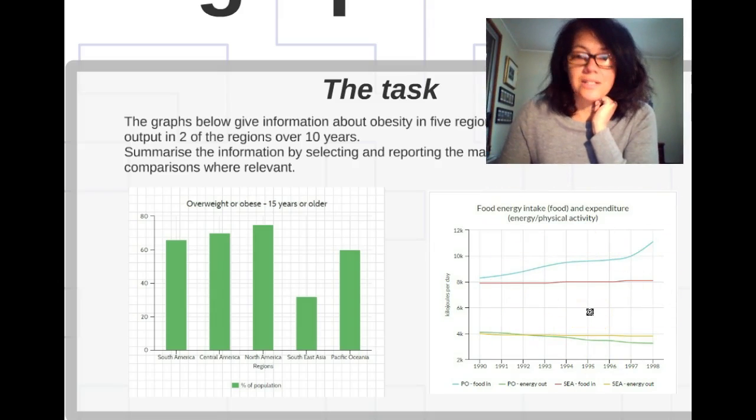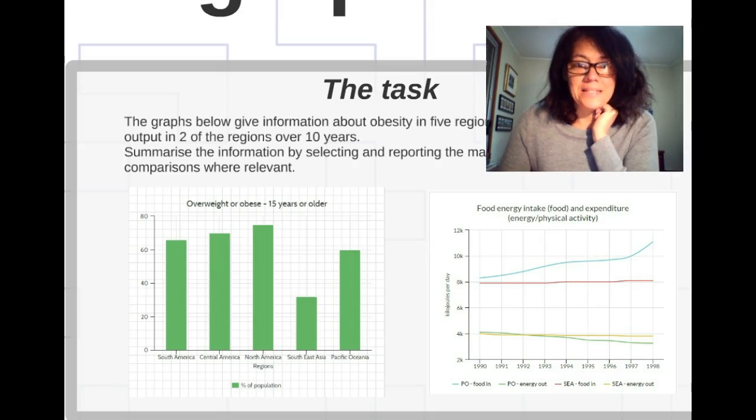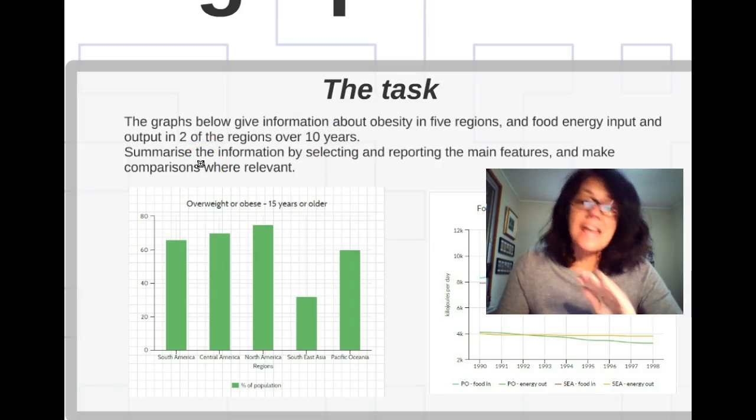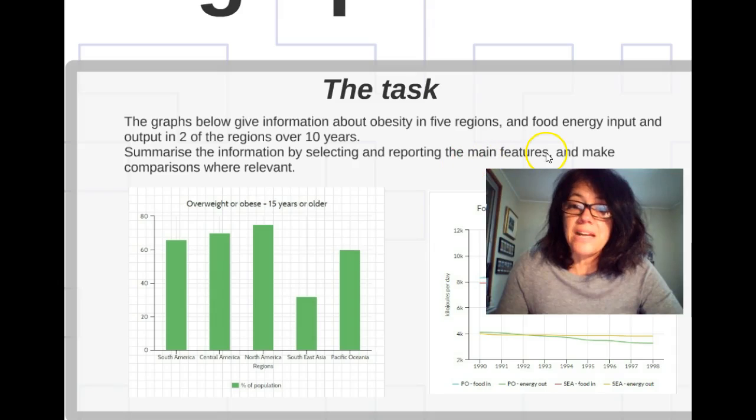Let's read the instruction. It says, the graphs below give information about obesity in 5 regions and food energy input and output in 2 of the regions over 10 years. And the next sentence is in every IELTS exam. Summarize the information by selecting and reporting the main features and make comparisons where relevant.